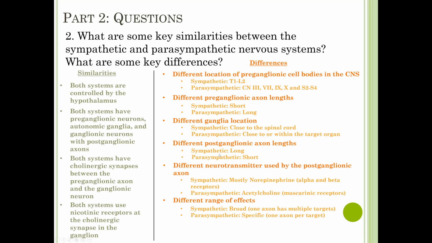So again, the postganglionic axon is short. Sometimes it's already inside the target organ, so it's not going to branch out and go to different targets, so you have one axon per target.